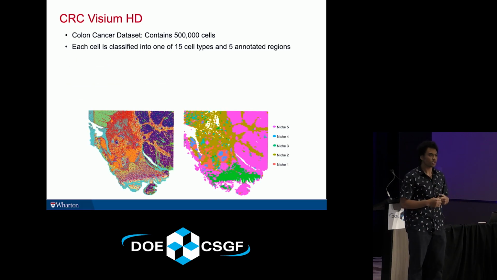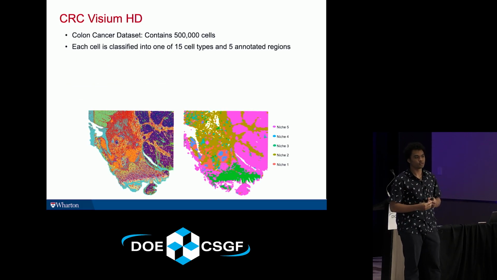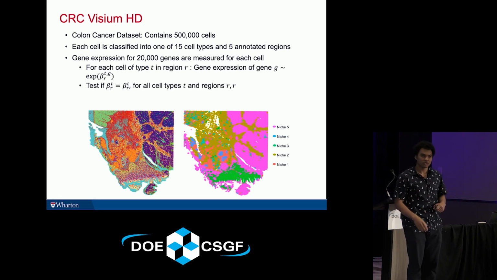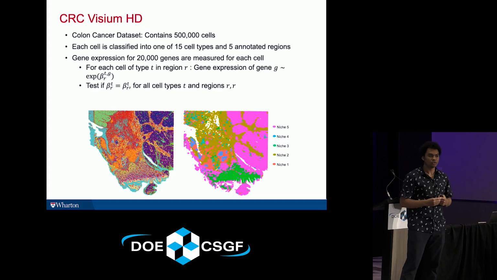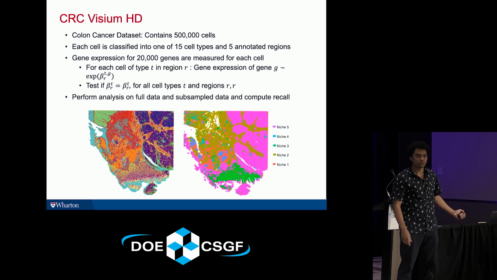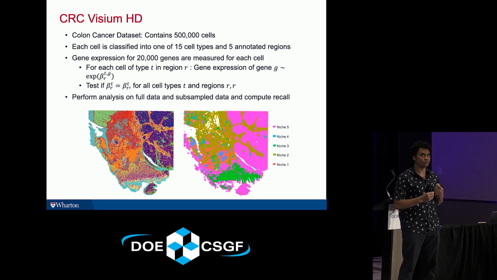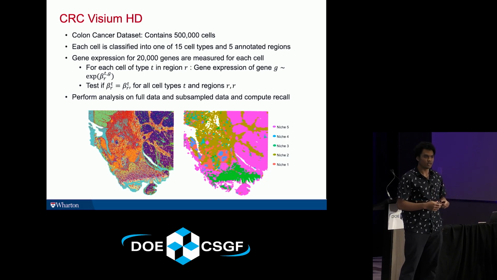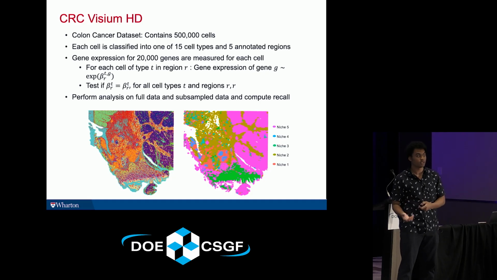Before I talk about what Sparrow is, I'm going to show you the results on our colorectal cancer data set. Essentially, for all 20,000 genes, we're going to test whether gene expression changes between regions for each cell type. We can do this for all gene, cell type, and region combinations and get a list of significant effects. And then we also want to run this on our subsample data set.